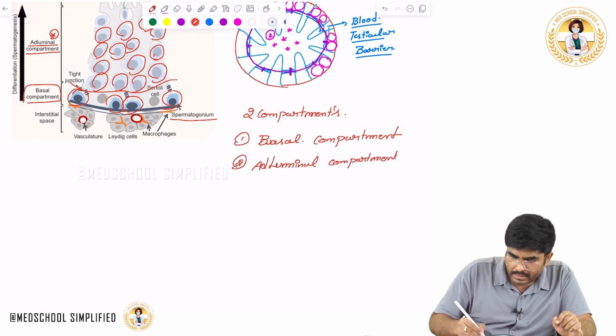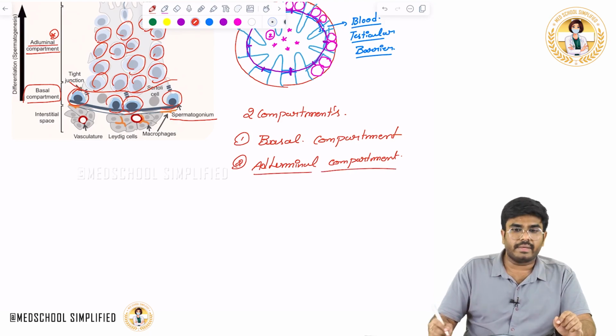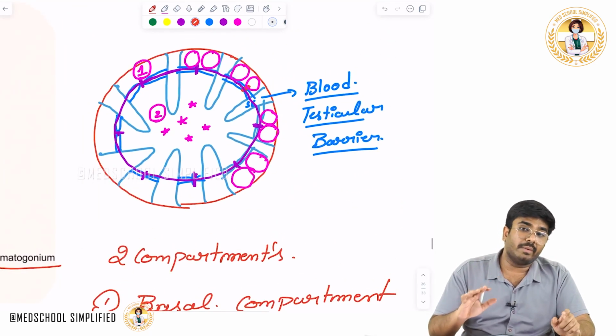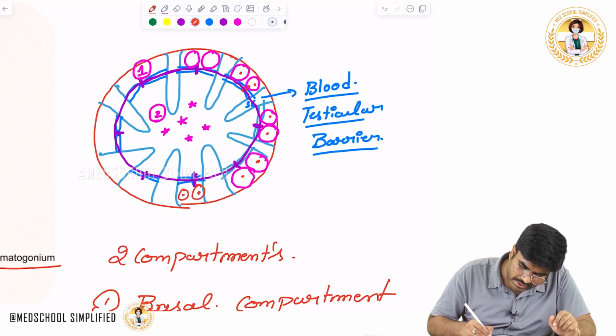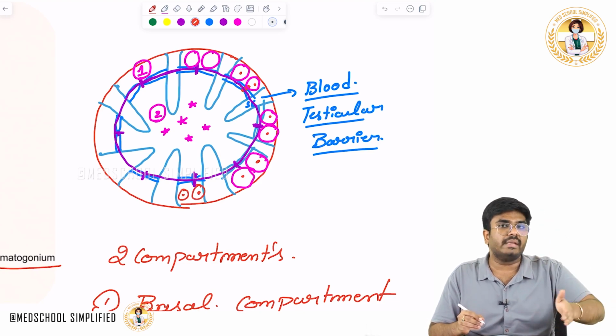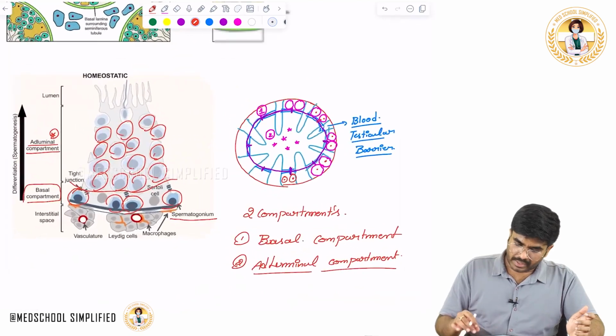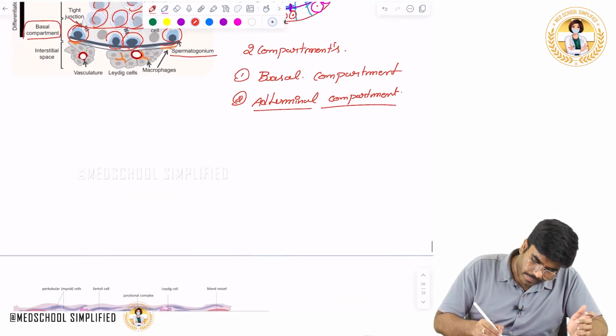Now tell me, who is outside the blood-testicular barrier? The spermatogonia. The spermatogonia are actually located outside the blood-testicular barrier. They are present in the basal compartment.